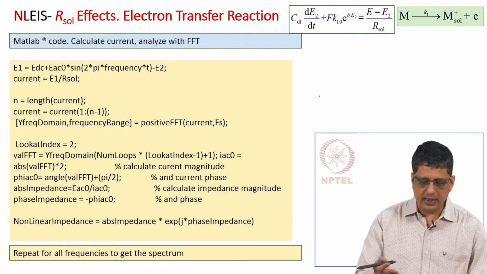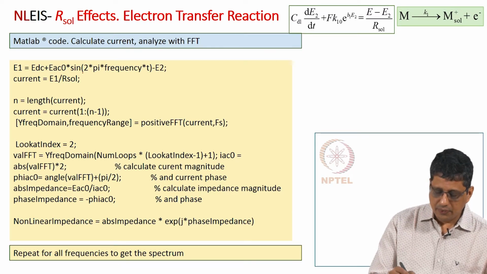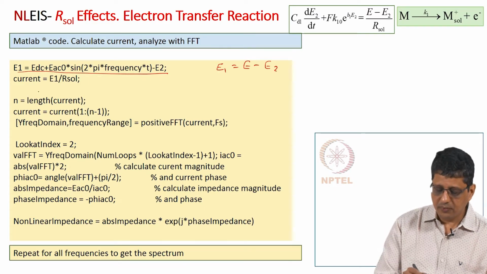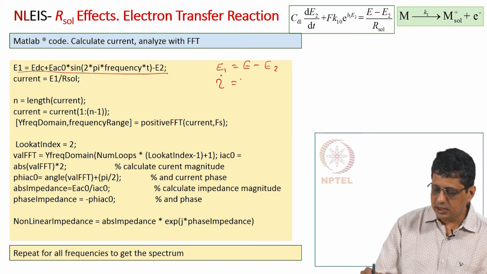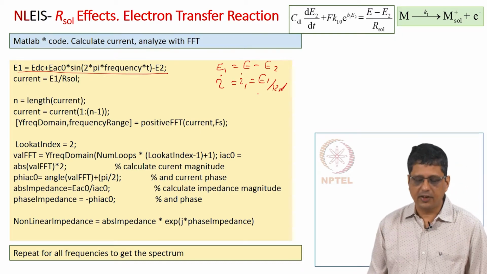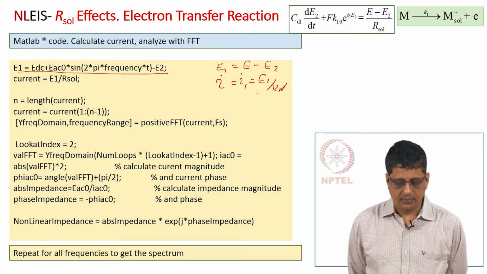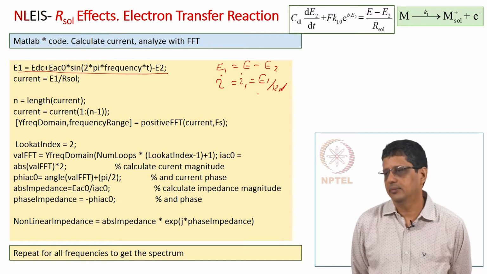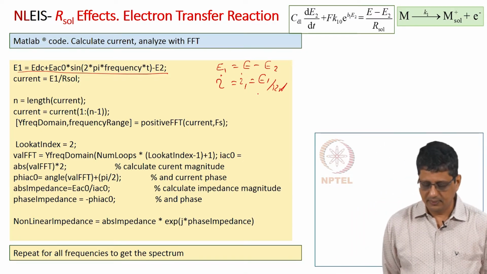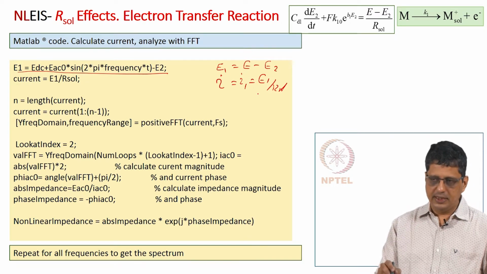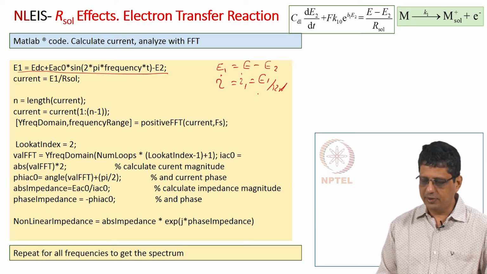And after you integrate this, you can estimate the value of E1, saying E1 is E minus E2. Current, of course, I, that is equal to I1, is E1 by R solution, and then the standard procedure of applying Fourier transform. So, we calculate the impedance at one frequency, we repeat it for a number of frequencies, and you can get the spectrum.